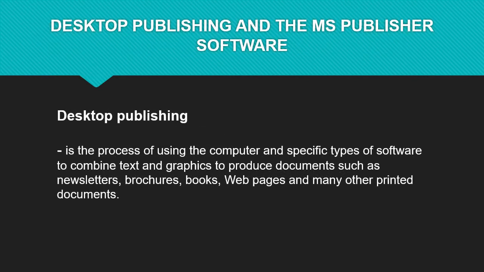Let us first define desktop publishing. It is the process of using the computer and specific types of software to combine text and graphics to produce documents such as newsletters, brochures, books, web pages, and many other printed documents.